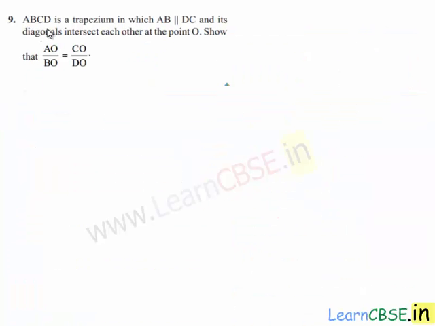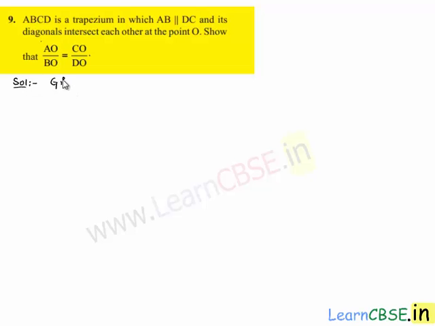Moving on to the ninth question. ABCD is a trapezium in which AB is parallel to DC and its diagonals intersect each other at point O. Show that AO by BO is equal to CO by DO. Now moving on to the solution.